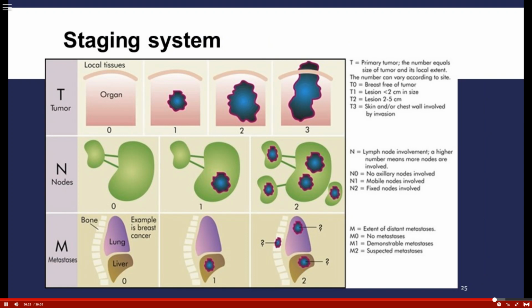So the staging system, I just want you to know TNM. If you see this on an exam, you might see something like T2. Okay, so you know there's a pretty good sized tumor. N, nodes. So if you would see T3N0, 0 means it didn't go to the nodes. And then M is for metastasis. So if you see T3N0M0, or sometimes you'll hear O, but it's really 0, you'll say, wow, okay, the tumor has not spread to the nodes and it's not metastasized. That's what you need to know.